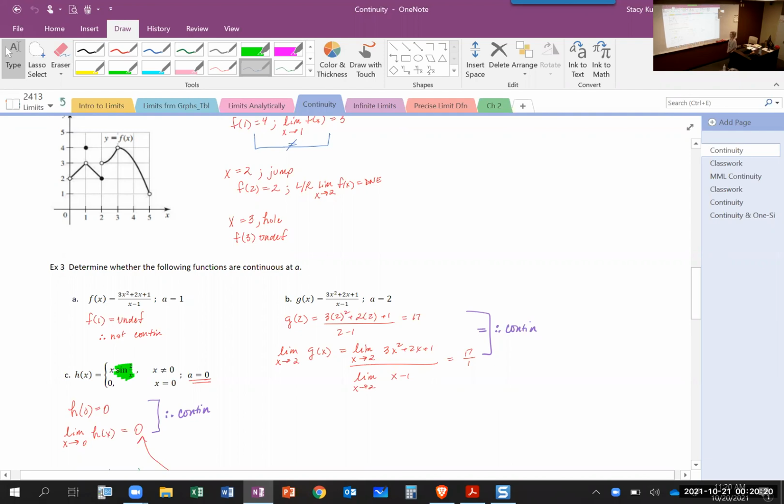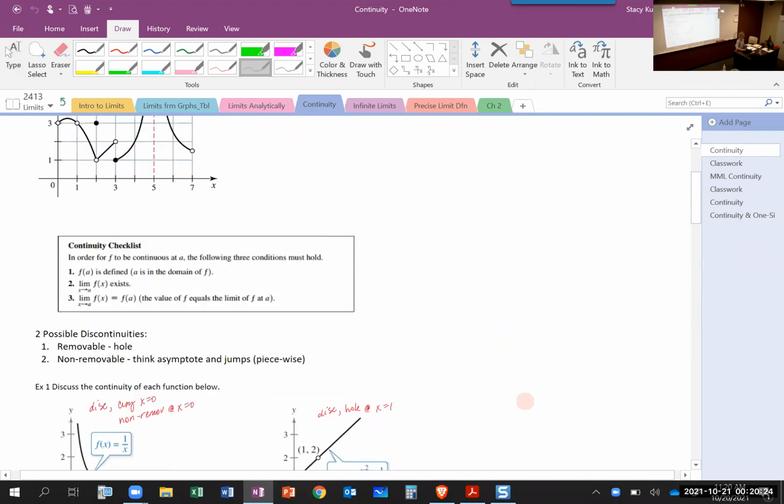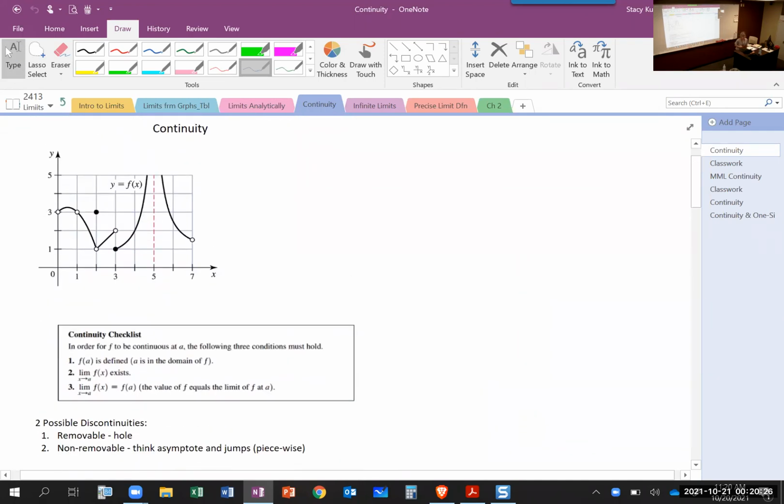Now, then we moved on to continuity. Remember that we had continuity here where we've got discontinuities that we can look at. We have a hole, right? We have an asymptote that we're talking about. We have jumps that we're talking about, right? Those are all things that we can look at when we're talking about continuity.